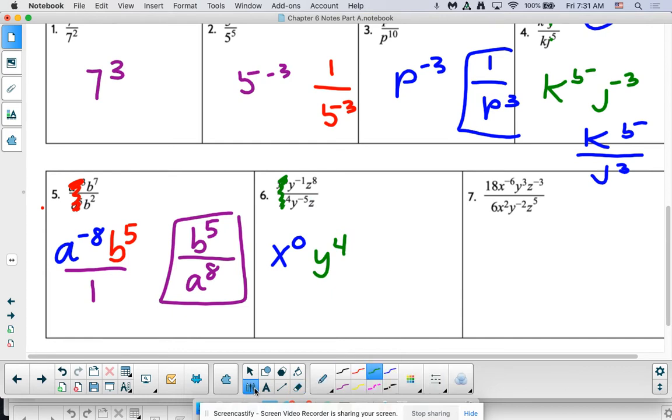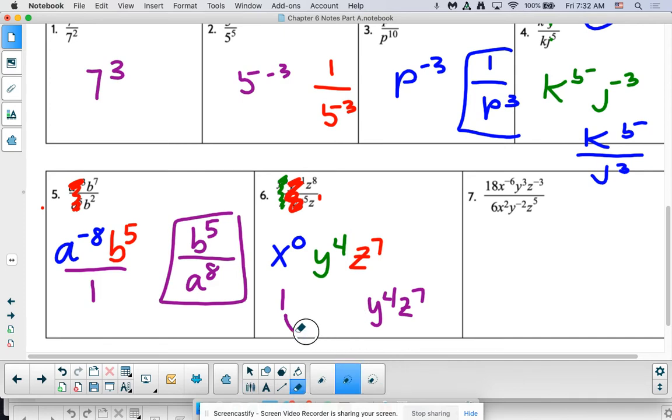Okay, keep moving along. Look at our z's. I'm going to block out now my y's and my x's. Z to the 8th over z to the imaginary 1. 8 minus 1 is 7. So now we can actually make this answer a little bit nicer. X to the 0 we know is just really 1. So we could write y to the 4th, z to the 7th. You could put this one in front, but really it doesn't matter because it's already imaginarily there. So really this is our answer.